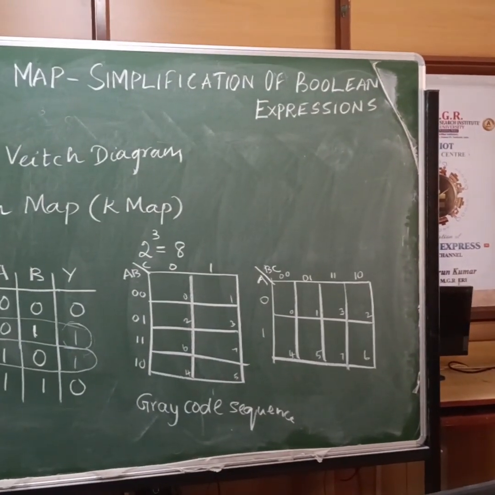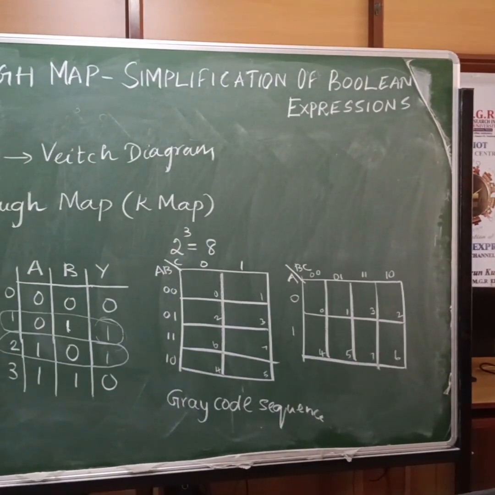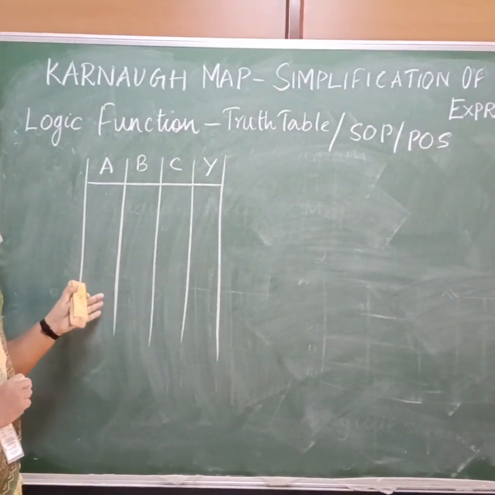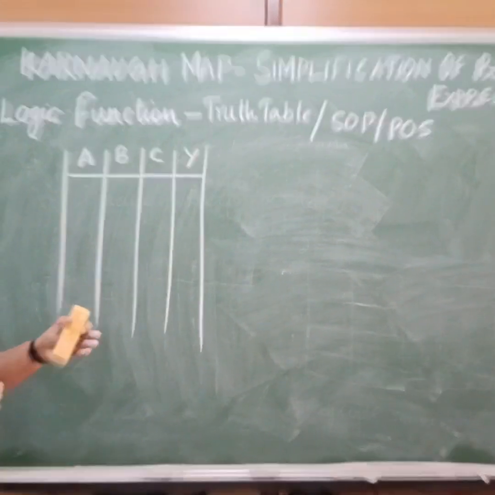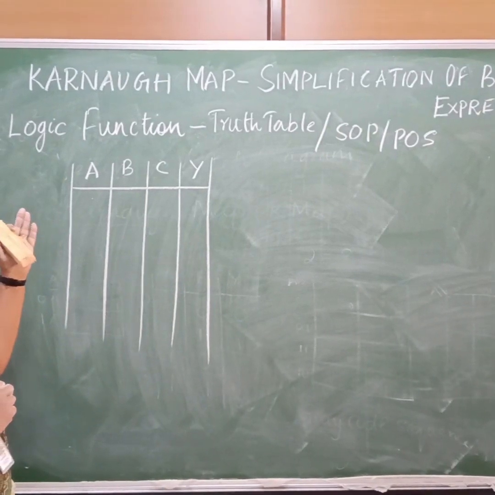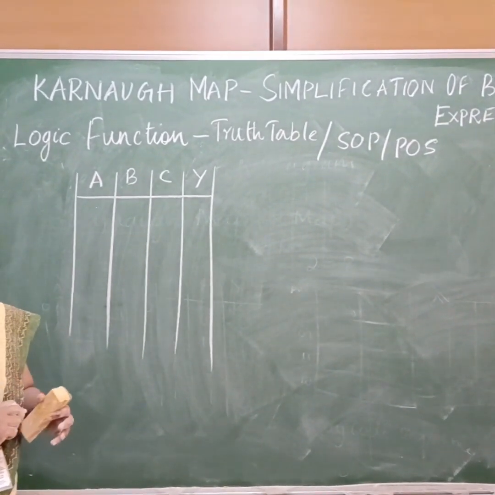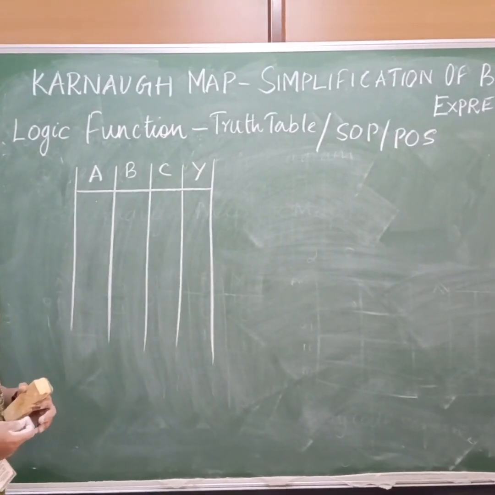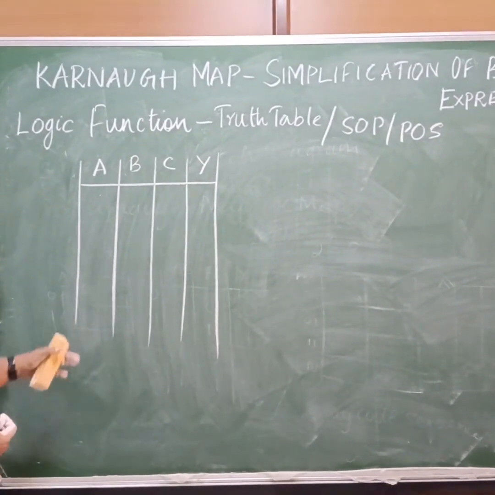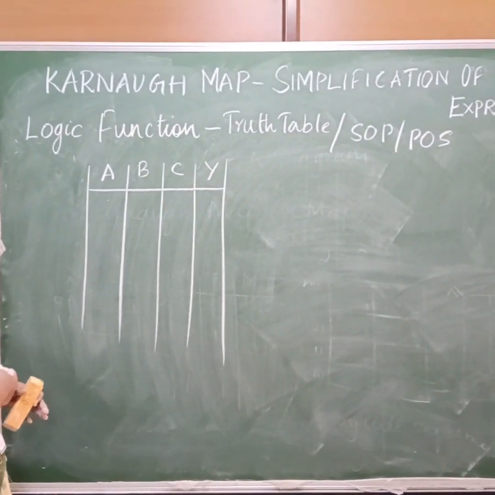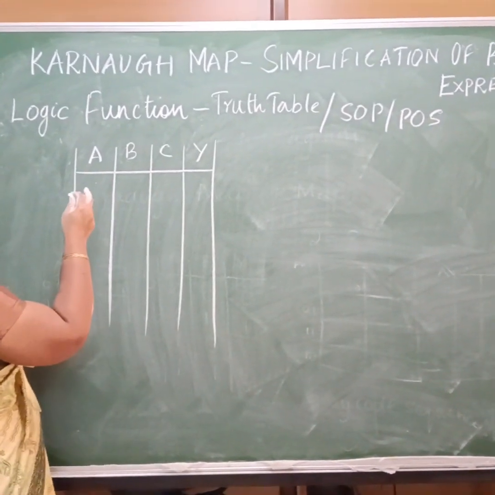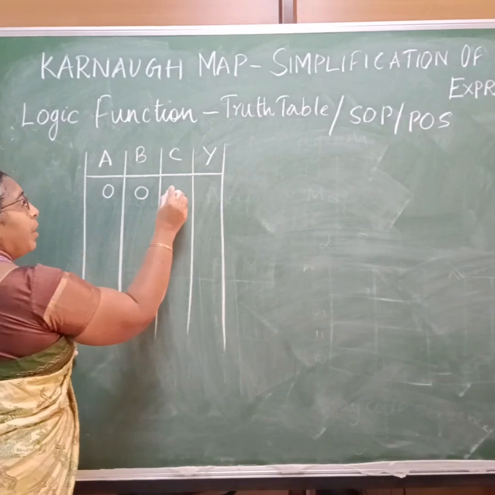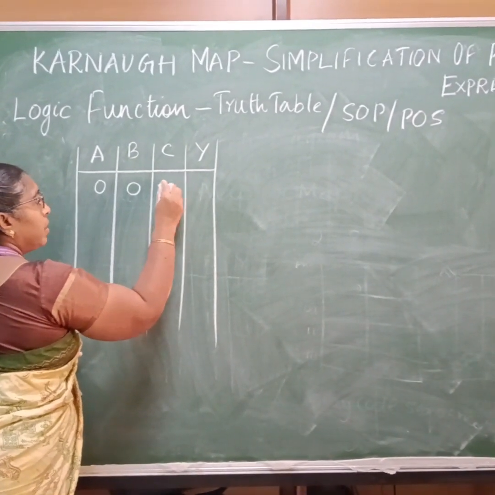So next we will see how a logical function from a truth table can be represented in a K-map. We will take a logical function represented by a truth table. Like I have already told you, a logical function can be expressed either as a truth table, an SOP expression, or a POS expression. So let us first take an example as a truth table. Let us consider a 3-variable system. Okay, so a logical function is having 3 variables.